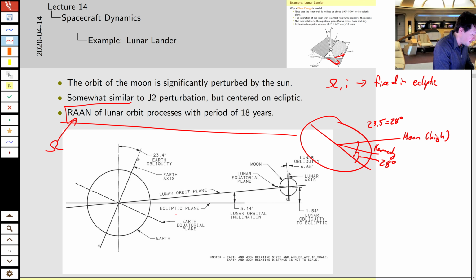So again, this inclination of the moon's orbit with respect to the Earth changes from a minimum of, I don't know, was it 18 degrees or something like that, to a maximum of 28 degrees or maybe 29 degrees or something like that. It doesn't look like degrees, does it? Sorry about that.